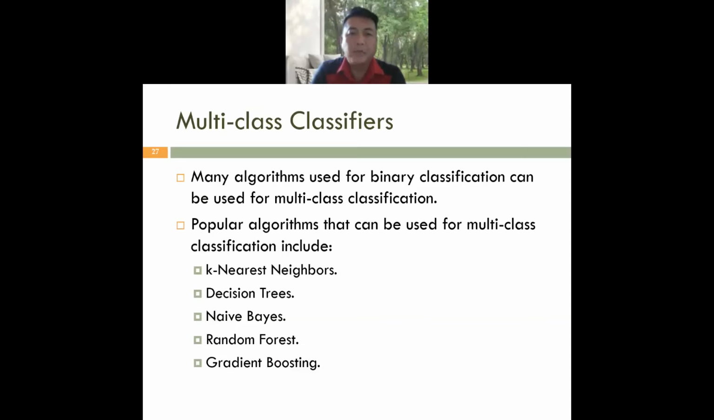Many algorithms used for binary classification can be used for multi-class classification. For example, we have k-nearest neighbor, decision tree, naive Bayes, random forest, and gradient boosting. So look at your data set first. How many classes do you have? Then you can decide which algorithm to use in order to learn your data.